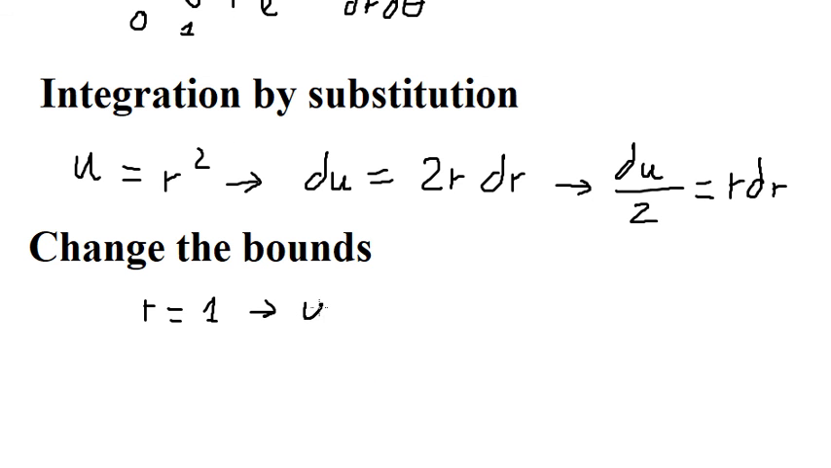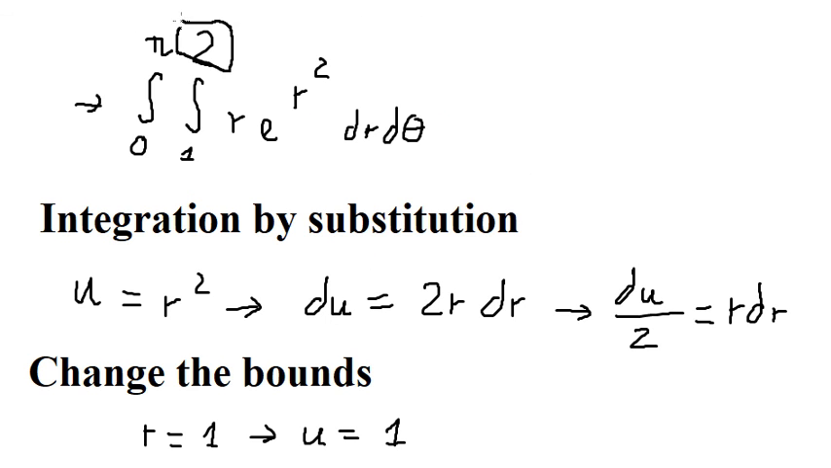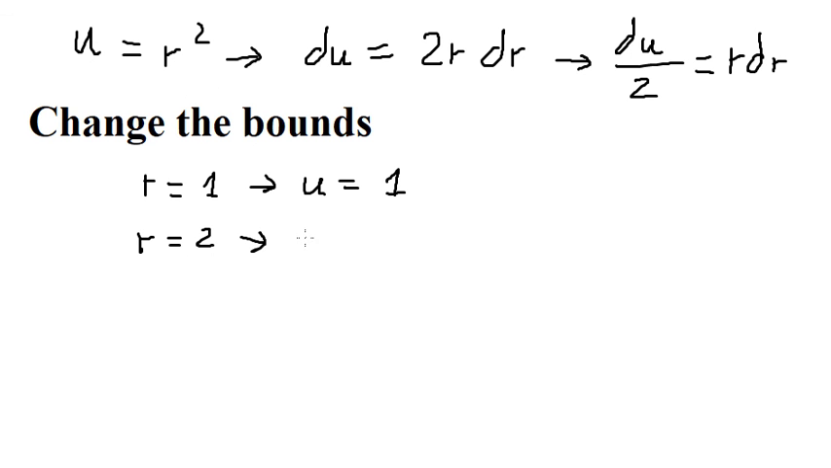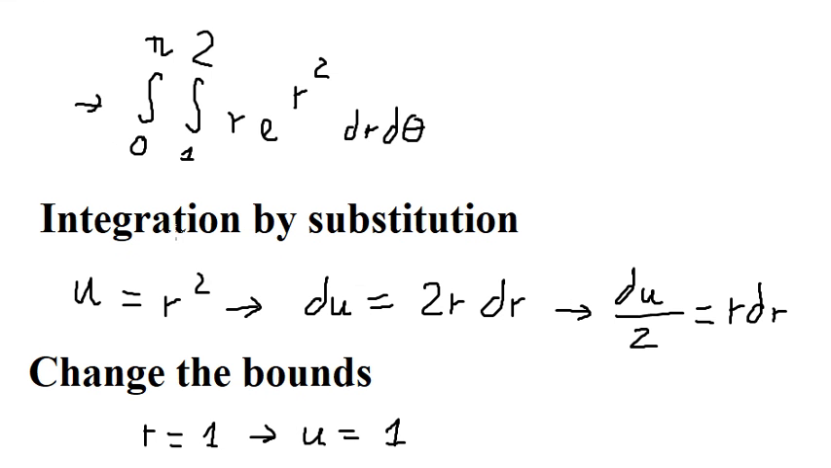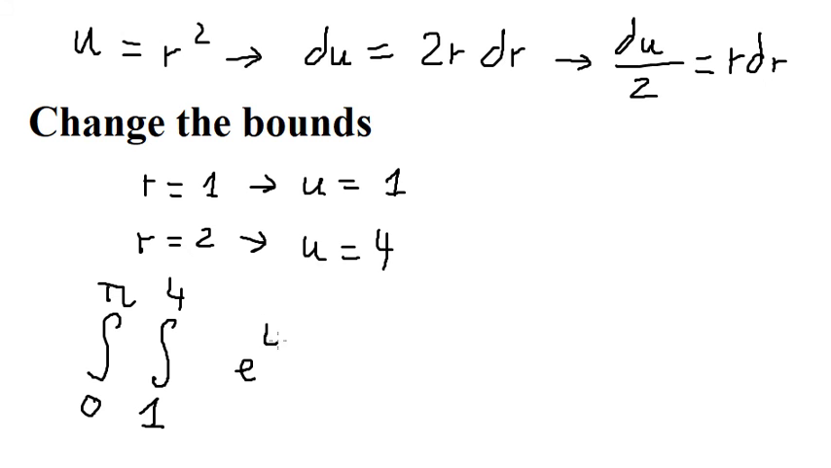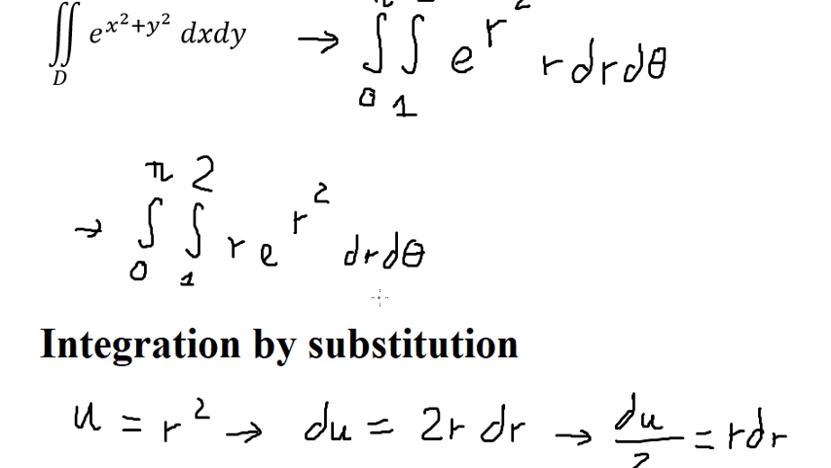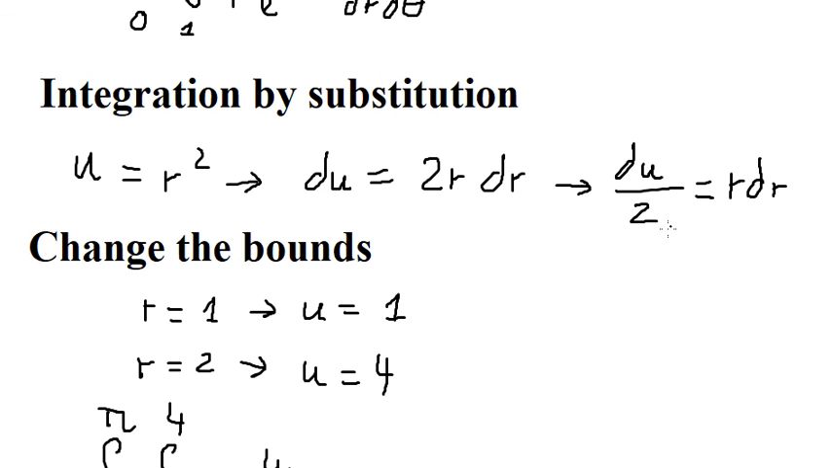So u equals 1. When r equals 2, we put 2 in here, and we have u equals 4. r squared we change to u. r dr we change to du over 2.